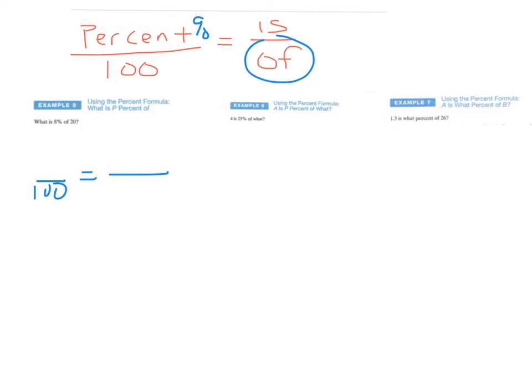So I'm looking for the percent sign. I see it with an 8. So I'm going to put the 8 over the 100. I'm looking for the word of. And after that, I see the number 20. So I put that in the of spot. What's left over is what we're trying to find.